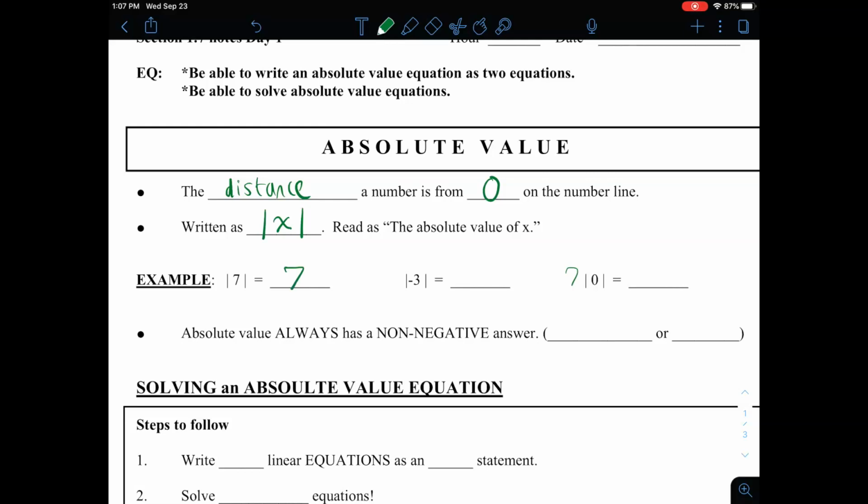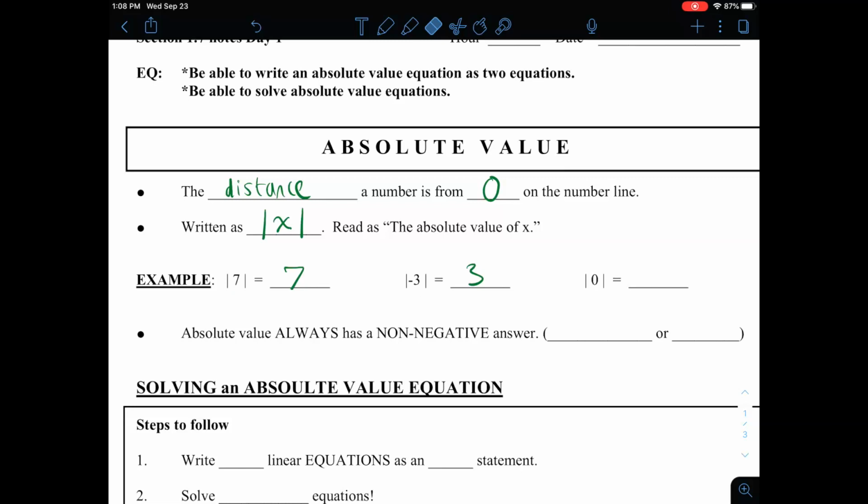How far is negative 3 from 0 on the number line? Is it 3 or is it negative 3? Can distance ever be negative? Distance can never be negative. Even though we're to the left, 1, 2, 3, it's still a positive distance to get back to 0. So the absolute value of negative 3 is going to be positive 3. No matter what number you have inside the absolute value, it's always going to be positive because this distance is always positive.